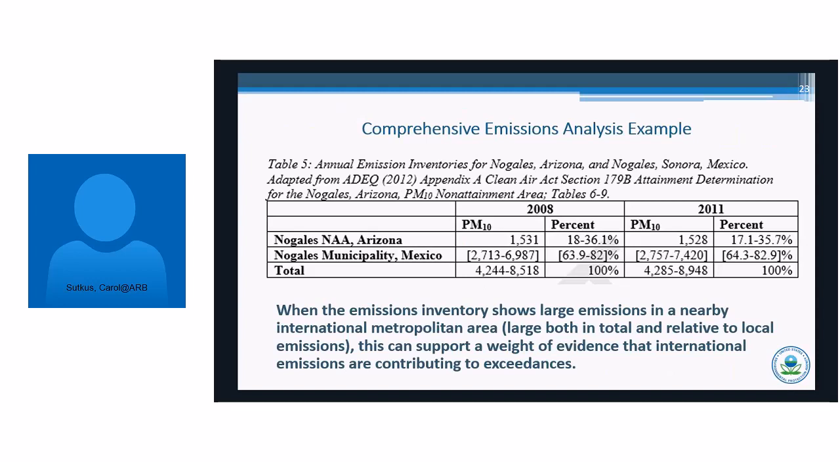In this case, they show that the range of emissions might be 64 to 82% in 2008, and somewhere between 64 and 83% in 2011. So because this is a nearby municipality, this is evidence that could be considered. And when those emission inventories show large emissions in a nearby international metro area, this can support the weight of evidence that international emissions are contributing to exceedances.